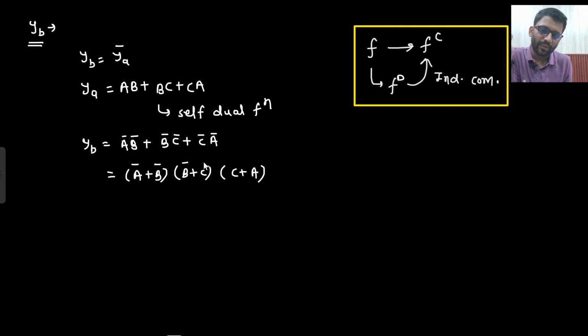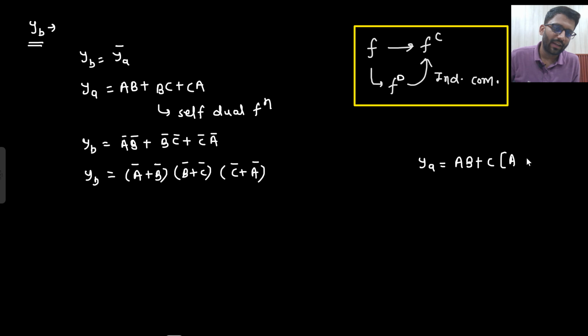Then I can take individual component. Tell me one thing, that this is also YB. The other expression of YA is this: AB plus C (A XOR B). Now if I take the complement, since I know this is a self dual function, I can take the individual complement now.